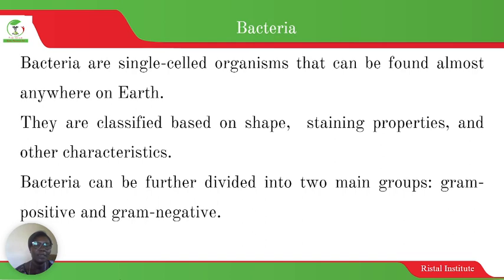Let's look at bacteria. Bacteria are single-celled organisms that can be found in almost any part of the earth. They can also be found on the human body. Bacteria can be classified based on their shape, staining properties, and other characteristics. But mostly bacteria can be divided into two main groups. We have the gram-positive and gram-negative bacteria.